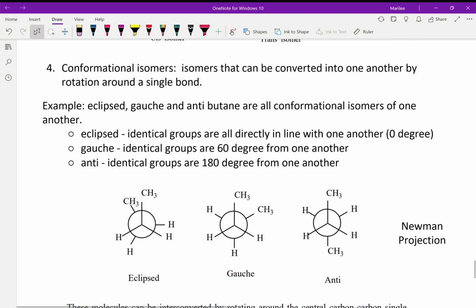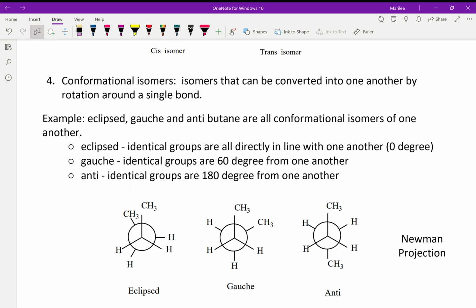Number 4 is conformational isomers. These are isomers that can be converted into one another by rotation around a single bond. So we have 3 examples. We have eclipsed, gauche, and anti. Let me go over them. Eclipsed is pretty much 0 degrees, so everything is lined up. Gauche is 60 degrees from one another, and anti is 180 degrees from one another.